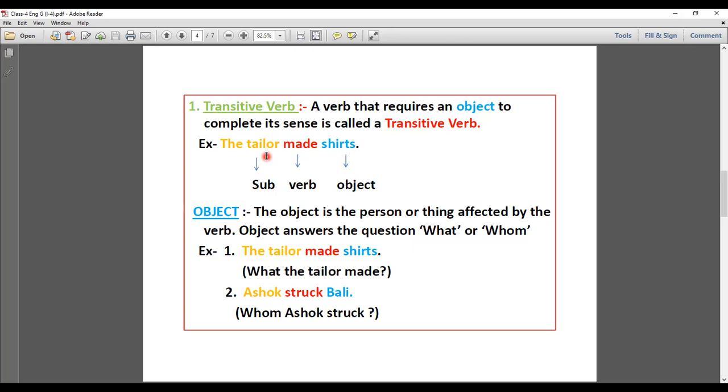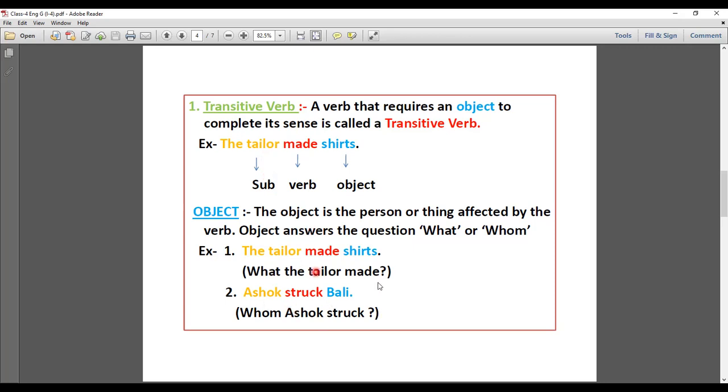So I get the answer. What is the question of this sentence? What the tailor made? The tailor made shirts. We get the object from the sentence as a shirt. In the second sentence, Ashok struck Bali. Here, whom is Ashok struck?